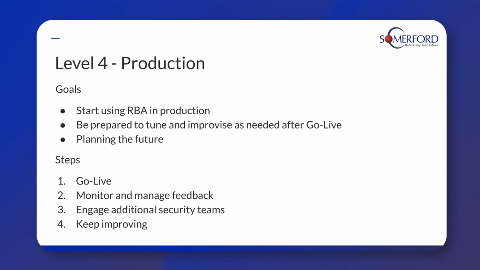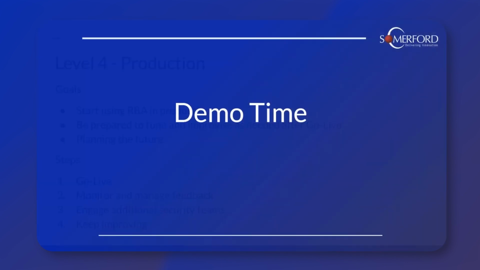Engage anybody else that's going to be relevant to it. So purple team engagement at this level, and we're going to constantly try and keep improving. And that is level 4. So with that, let's have a look.